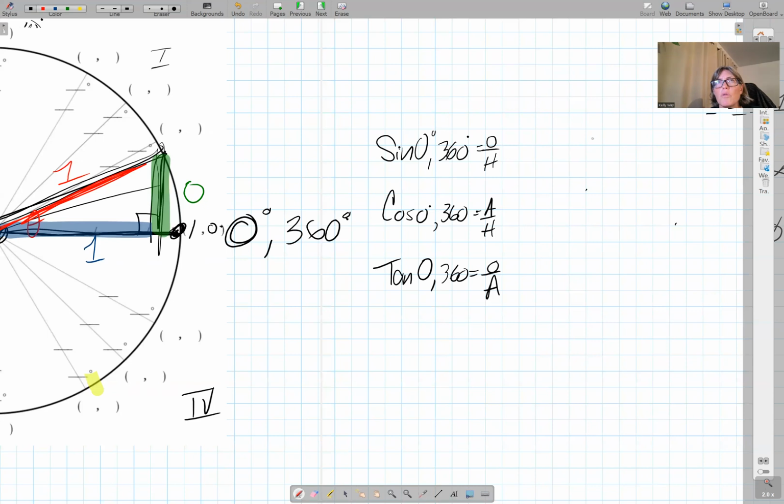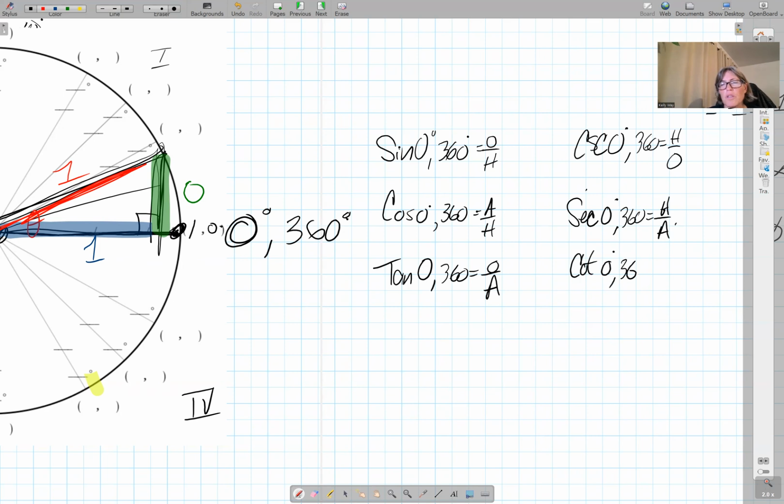Cosecant, cho. Cosecant 0 or 360, that is going to be hypo over opposite. Secant, sha, 0 degrees or 360, hypo over adjacent. And cow, cotangent 0 and 360 equals adjacent over opposite. Okay, now you take this circle and you just start filling out the chart.